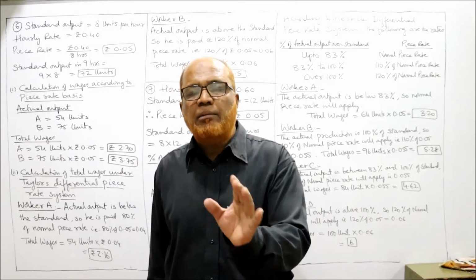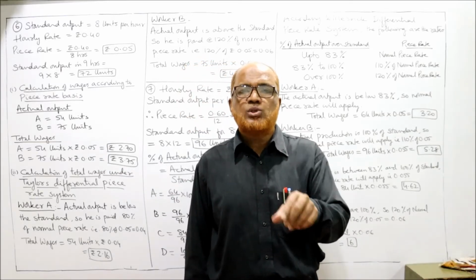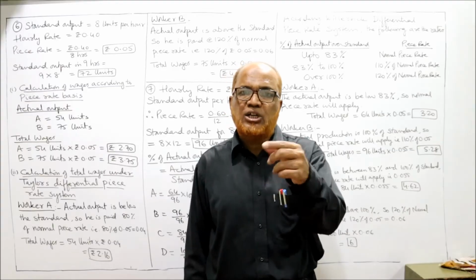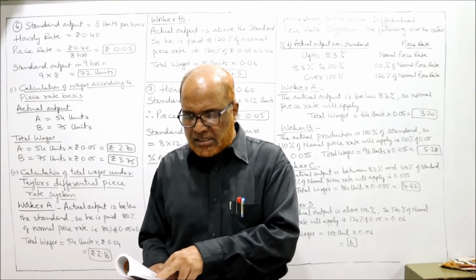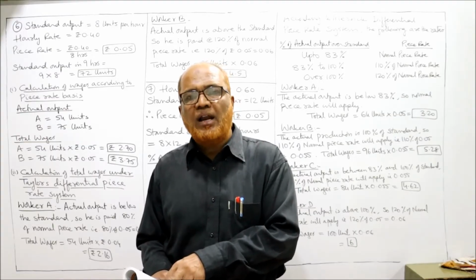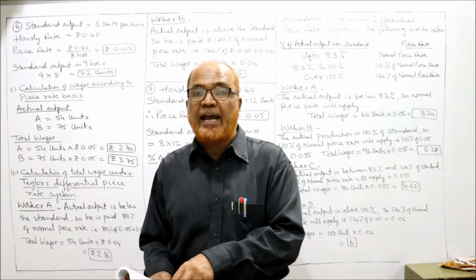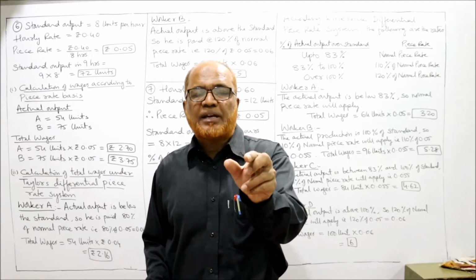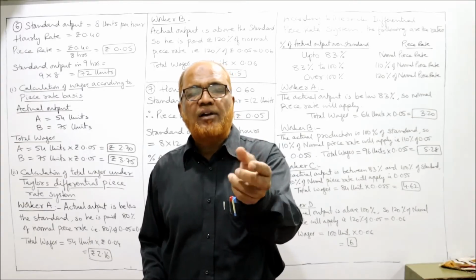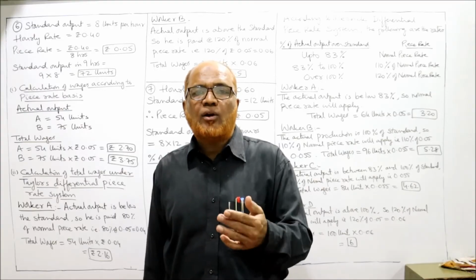In the problem, time rate is given, but we don't require time rate, we need piece rate. So we have to convert this time rate into piece rate. How to convert? In 1 hour, the time rate is given as 40 paisa. And in 1 hour, how many units have to be produced? It is given, standard production is 8 units per hour. In 1 hour, the worker is expected to produce 8 units, and for those 8 units he is paid 40 paisa. So we have to find out the piece rate.